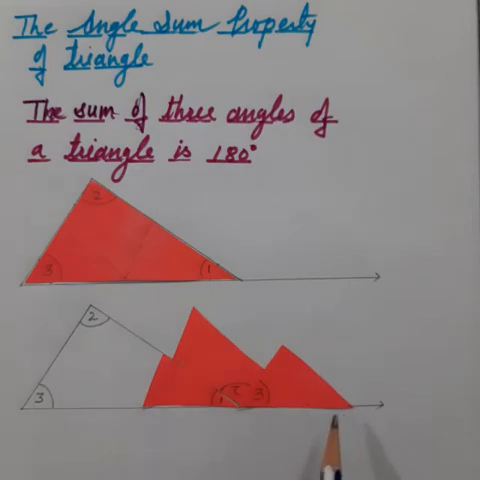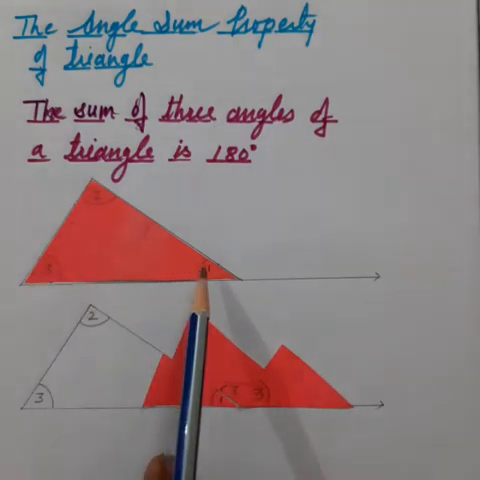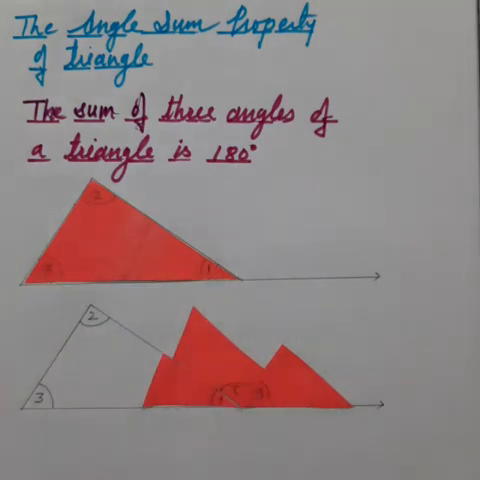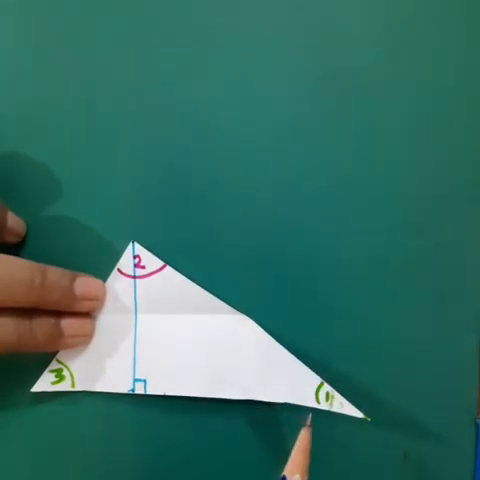And we know that the measure of a straight angle is 180 degrees. So the sum of these three angles is 180 degrees. And these three angles are the angles of this triangle. So the sum of the three angles of the triangle is 180 degrees. This is a cutout of a triangle and the angles are angle 1, angle 2 and angle 3.